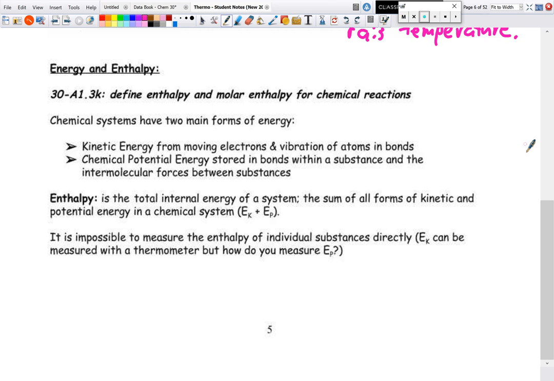Alright, welcome back. So today we are going to be looking at energy and enthalpy, so basically describing what enthalpy is and looking at how to calculate it and what it means for thermochemistry in general. So first we're actually going to define what enthalpy is.